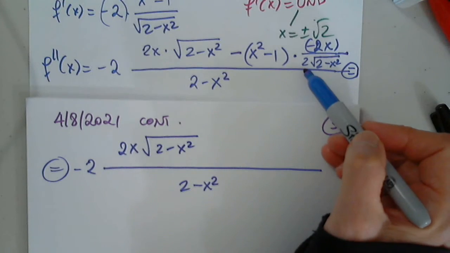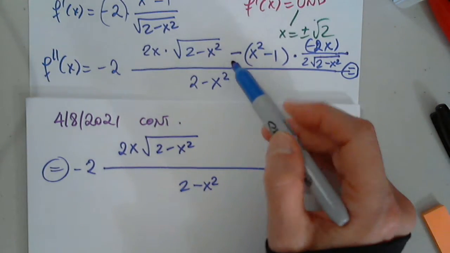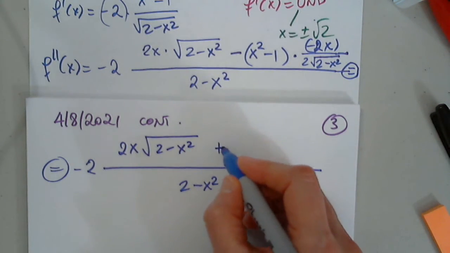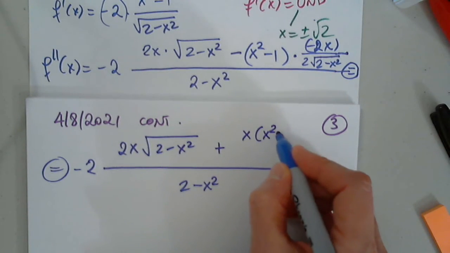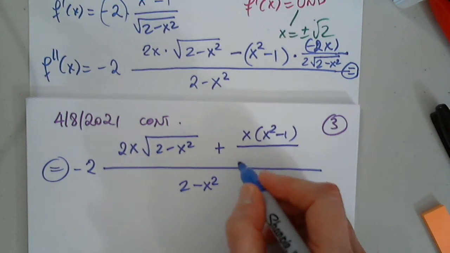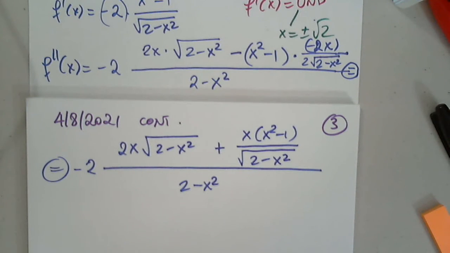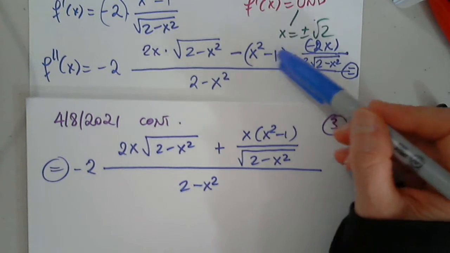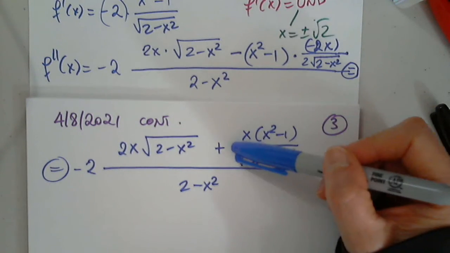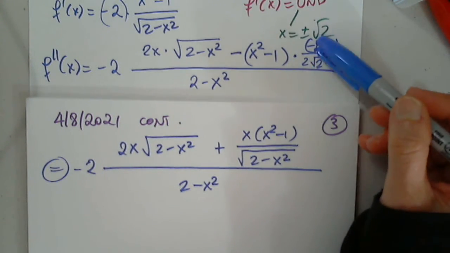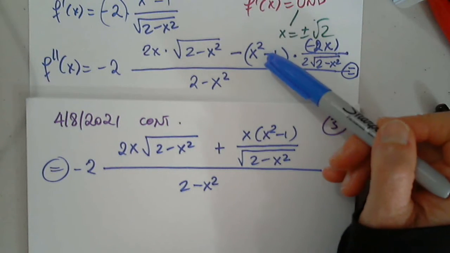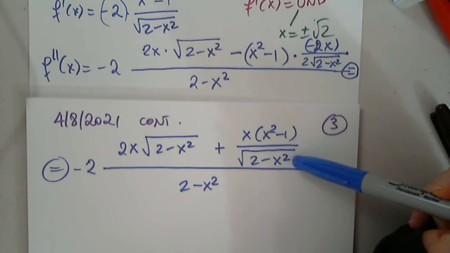So the negative 2 with a negative, so these will all go away. So it will be plus x squared minus 1 divided by the square root of 2 minus x squared. So let's condense it a little bit and simplify it. So I had a negative 2, but it changes into positive 2 divided by 2. So this is positive, this is gone. So I have an x and an x squared minus 1 and the square root in the denominator.